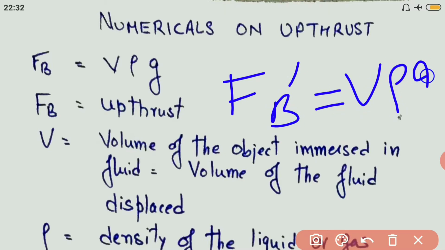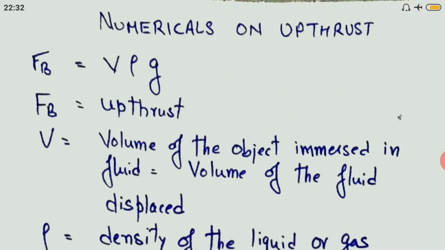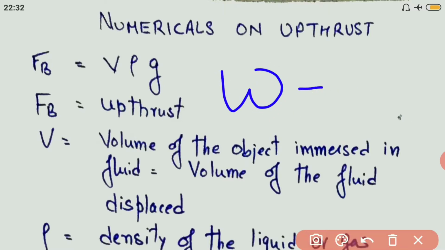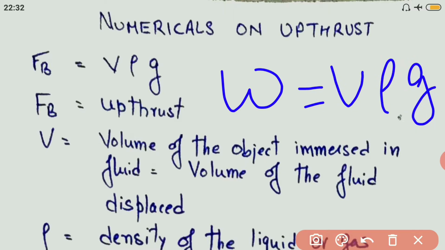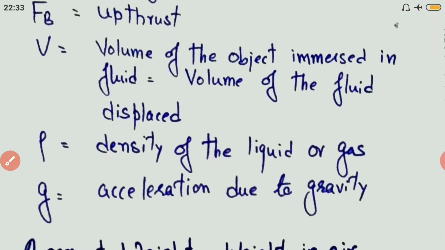And if we are considering the weight of the object W, then W should also be equal to V rho G, but this time it should be the density of the solid. I hope you understood this formula.